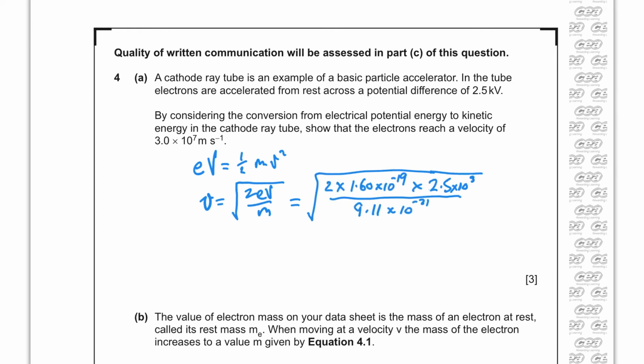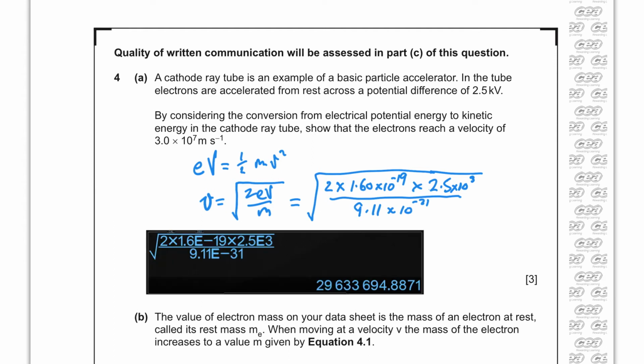So we've got our 2, our charge of an electron 1.6 times 10 to the minus 19 coulombs, our 2.5 kilovolts, our mass of an electron, again these values both coming from the formula sheet, and put that through the calculator to see what we get. And so that does give us the value we were looking for.